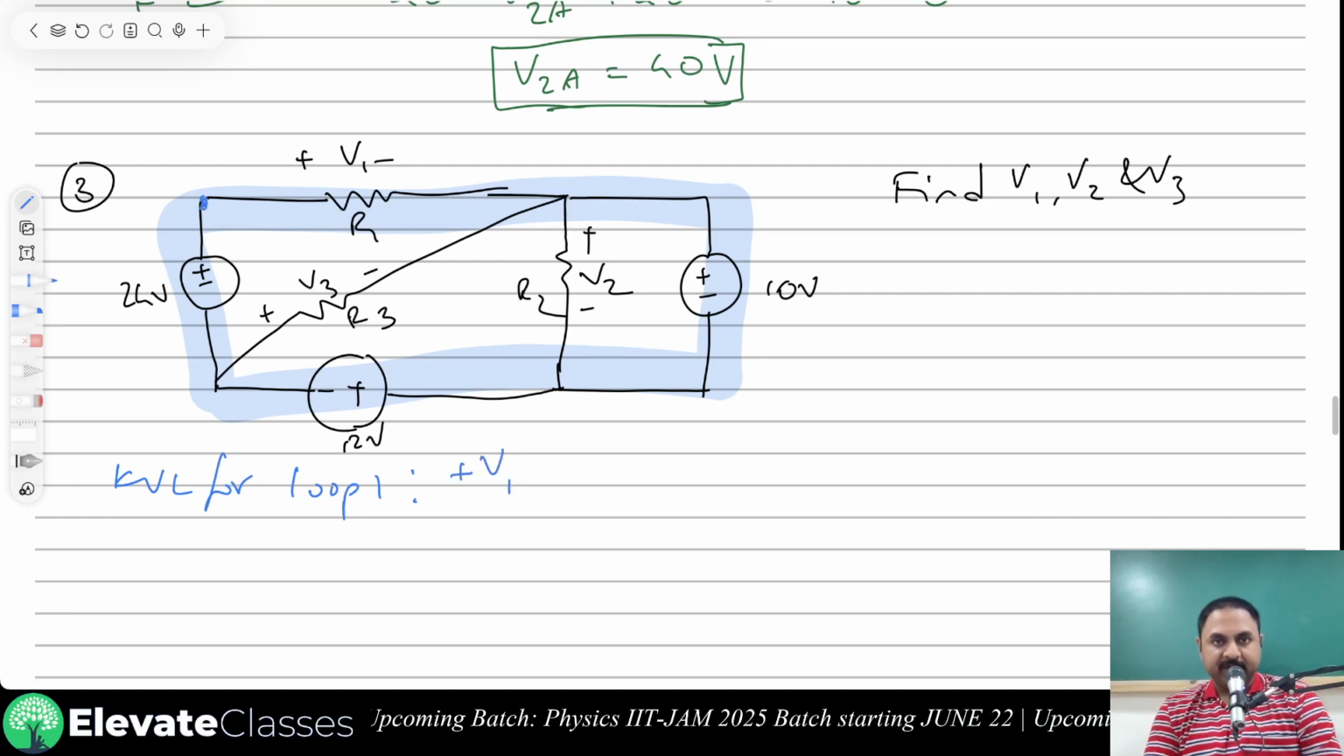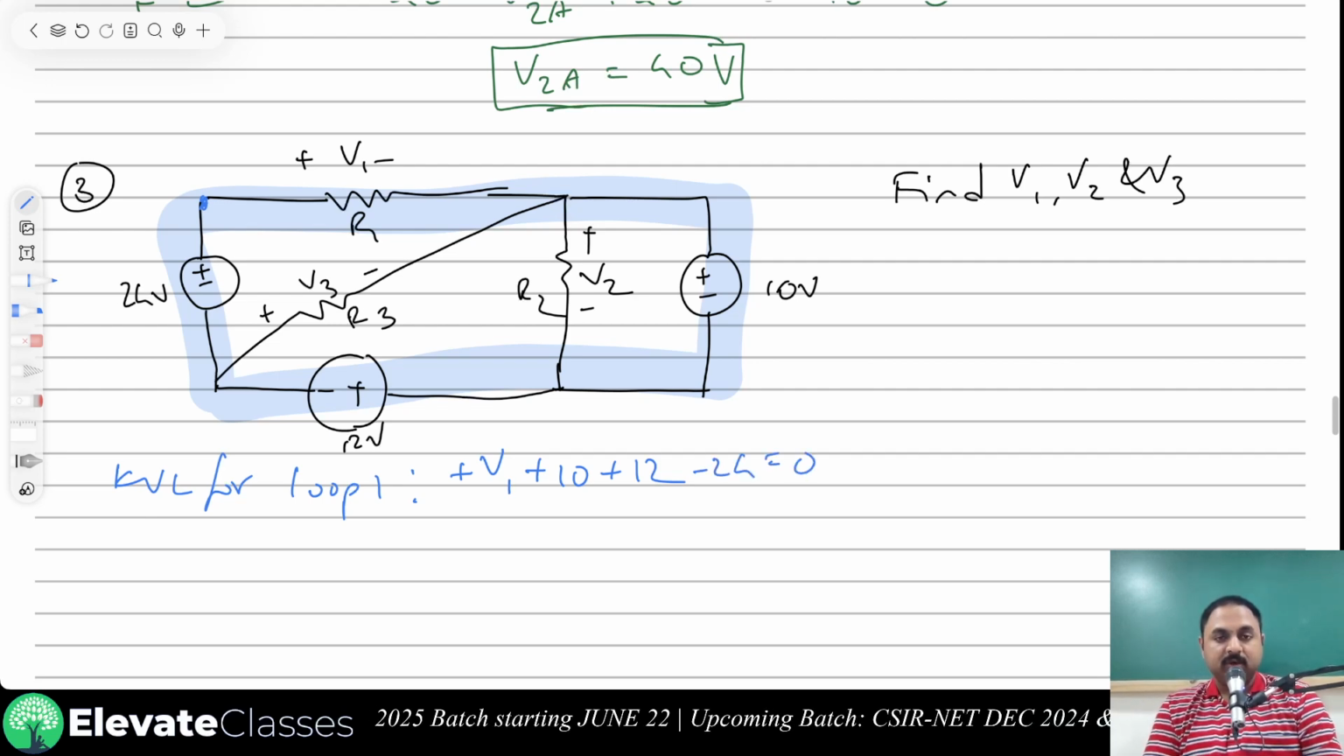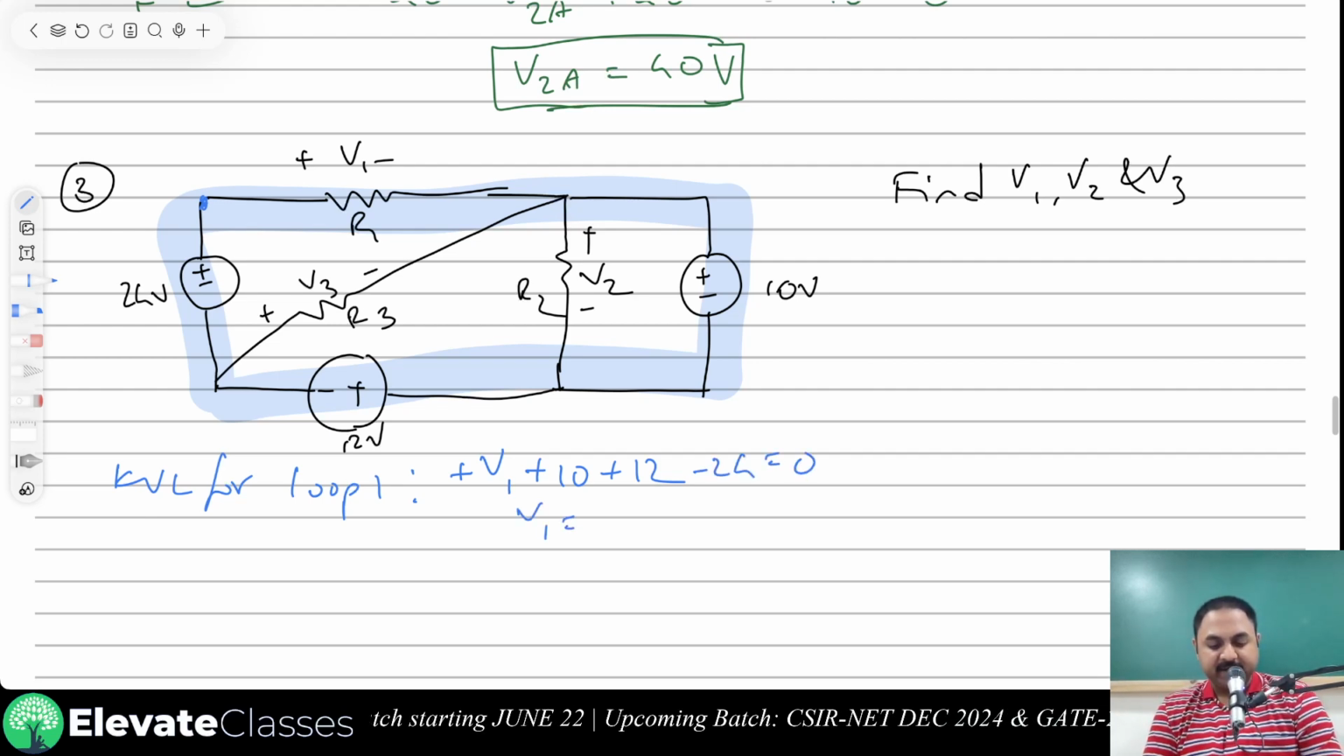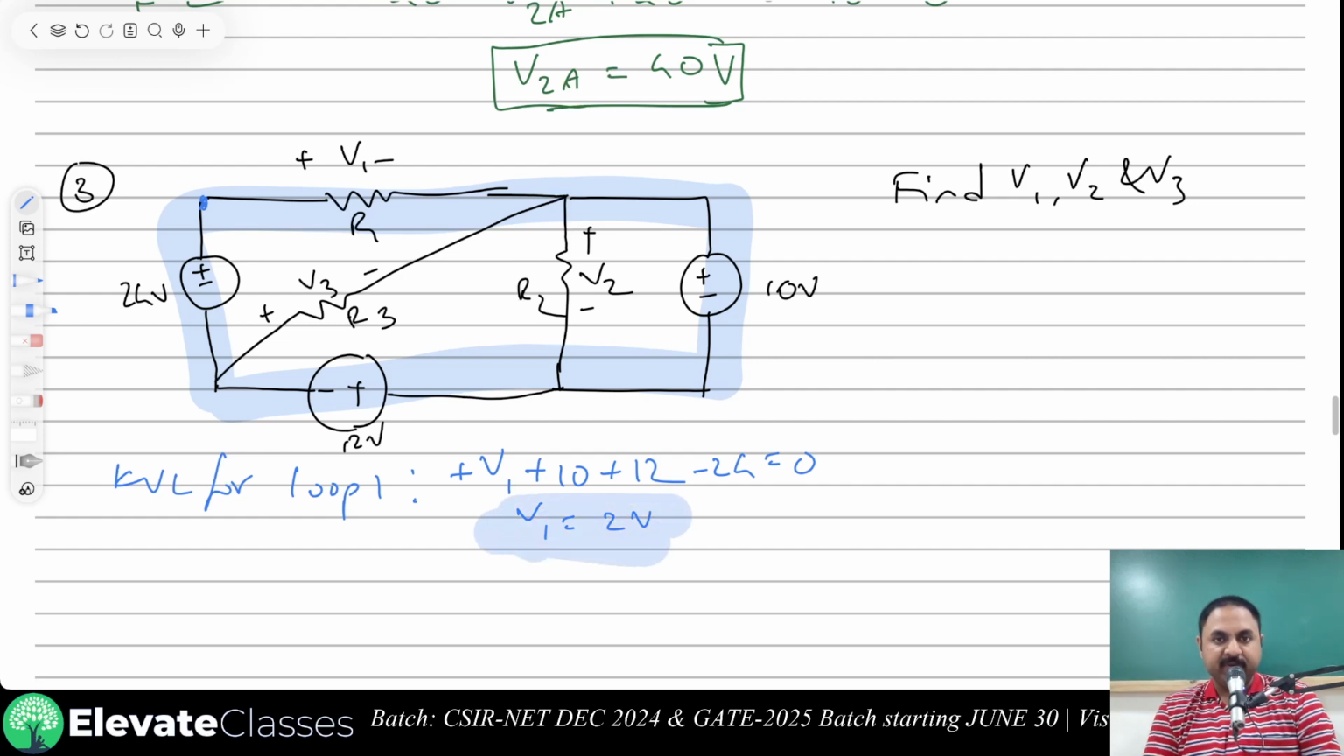Plus V1. I come here, I reach a plus sign, plus 10 volts. I reach another plus sign, plus 12 volts. Minus 24 is equal to 0. From this, if you solve, you will get V1 equal to 2 volts. You can solve this later and check that V1 will be 2 volts.